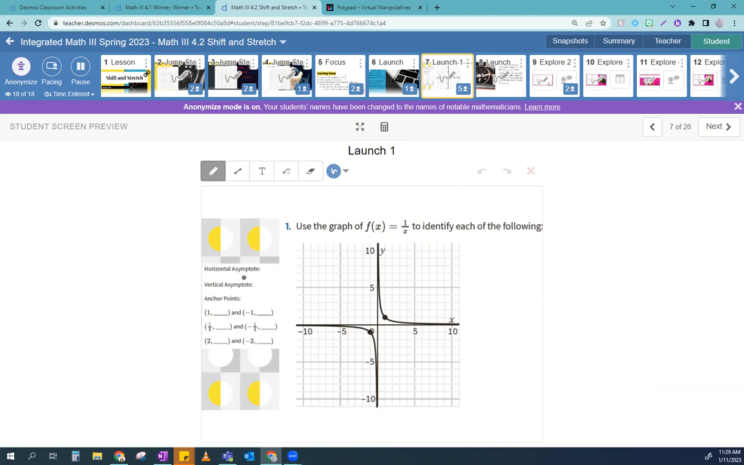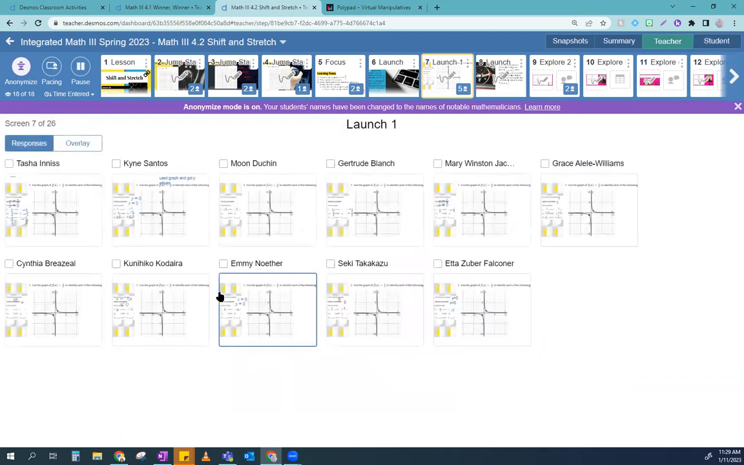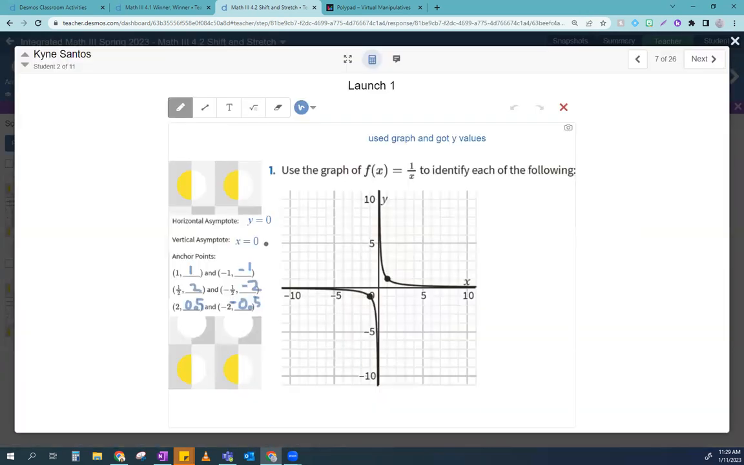So you should know that the horizontal asymptote, you should have said it is y equals 0. Oh, wait, I will tell you. Let's see. Let us look at people's. I'm going to pick someone random. Yeah, y equals 0. Exactly. Vertical asymptote, x equals 0. Boom. If you need answers, write it down.